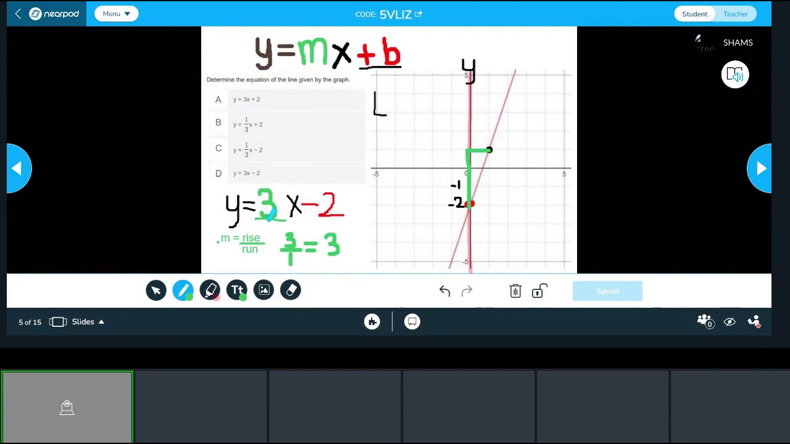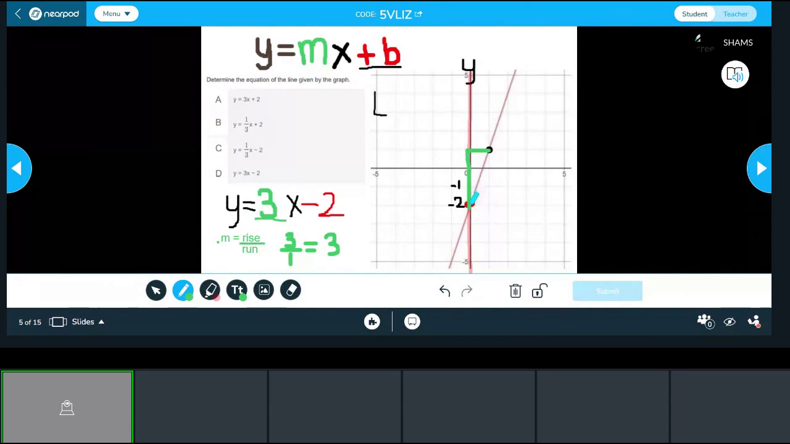Rate of change in this equation is 3. Y-intercept is negative 2. What does that mean? The rate of change is 3. That means if I start at a point, whenever x changes by 1, y rises by 3. Whenever x changes by 1, y should rise by 3.